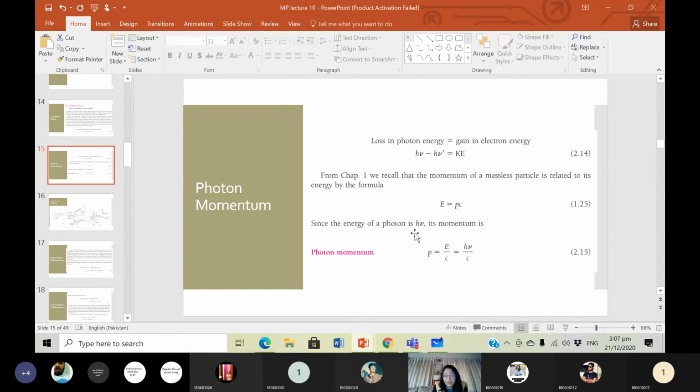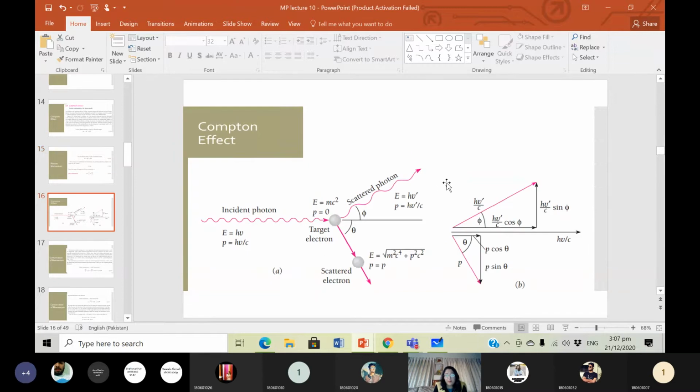Now, the momentum of a massless particle is related to energy by this formula, E equals pc. So the energy of a photon is h nu, so its momentum will be E over c, and if you put h nu for E, you will get p equals h nu over c. Okay? And this is the diagram. Now if we look at this diagram over here, this is the incident photon. This is the scattered photon, and this is the scattered electron.